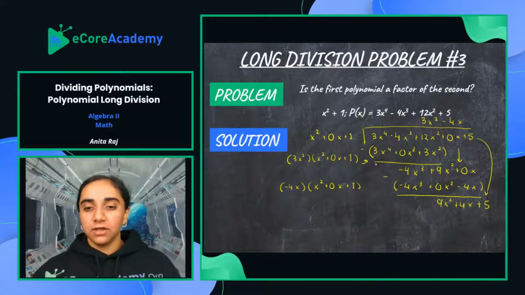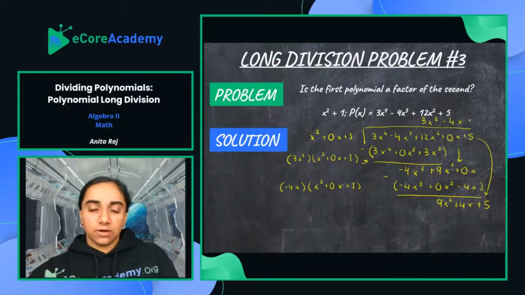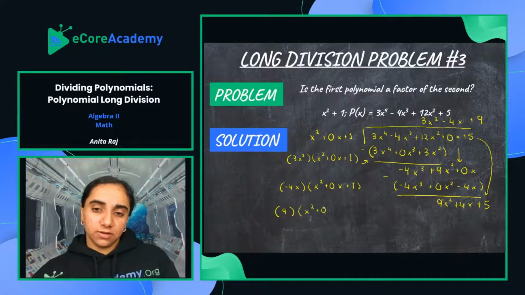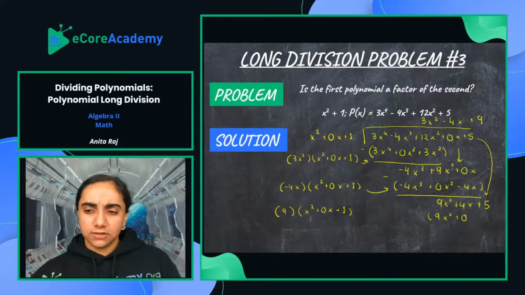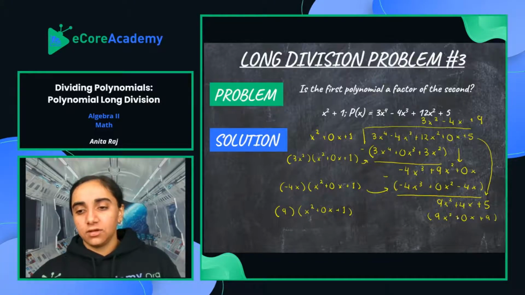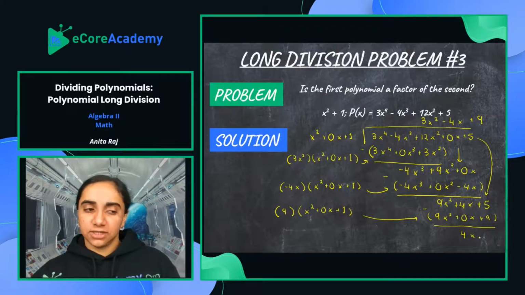Yes, plus 5. We want to look at this x squared and this 9x squared. We have to multiply x squared by 9 to get 9x squared. So we're going to add a 9 to our quotient, and then we're going to distribute 9 to this divisor, x squared plus 0x plus 1. If we multiply this all out, we get 9x squared plus 0x plus 9. We subtract that. The 9x squareds cancel out. 4x minus 0x gives us 4x. And then 5 minus 9 gives us negative 4.